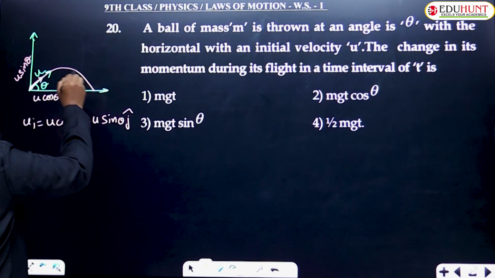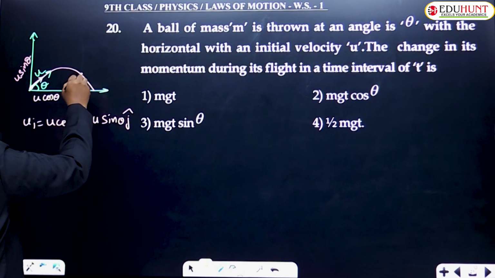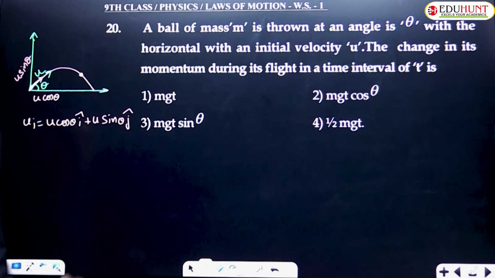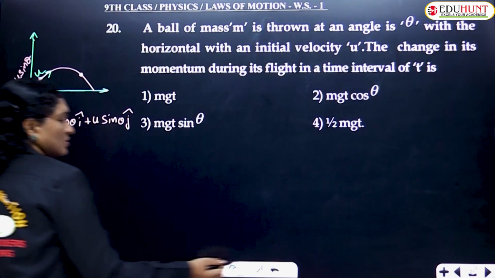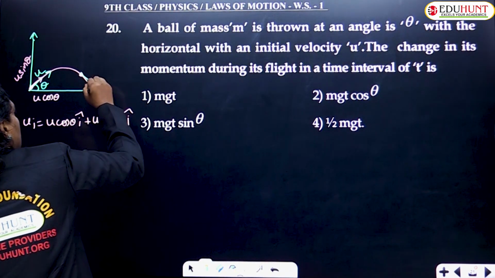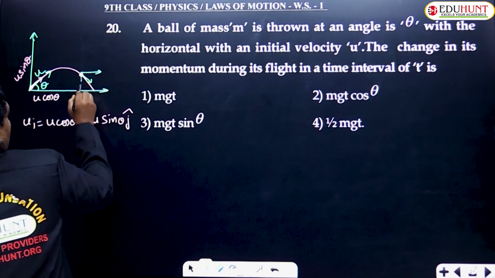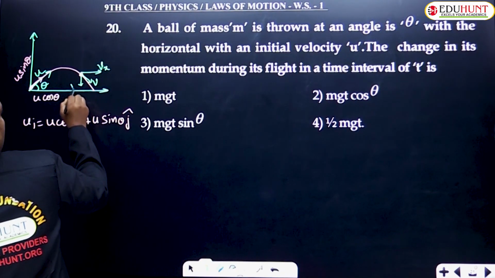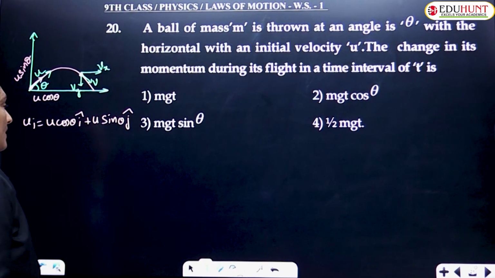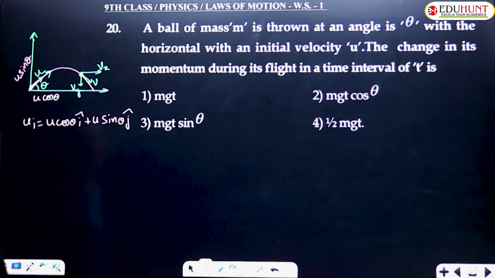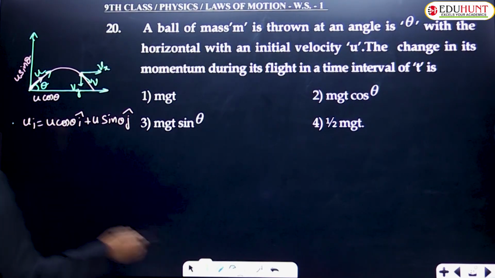Now after a certain time t, it may move to some position, let us suppose this position. At this position, the direction of the velocity vector will be in this direction. Again, this can be resolved into two components, one horizontal component and the other along the vertical. And you know that the horizontal component always remains constant. This is case 1, children.